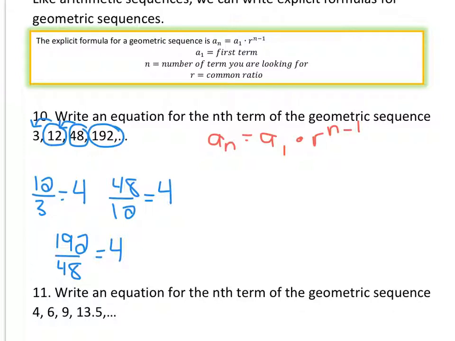So what's our first term? Our first term is 3. What's our common ratio? 4 to the n minus 1. Now do not multiply the 3 and the 4. You have to keep them separated because of this exponent. So do not multiply the 3 and the 4. Keep them separated. This is our final answer.